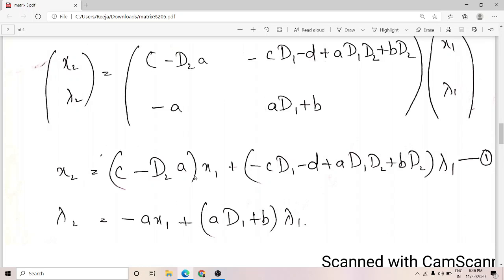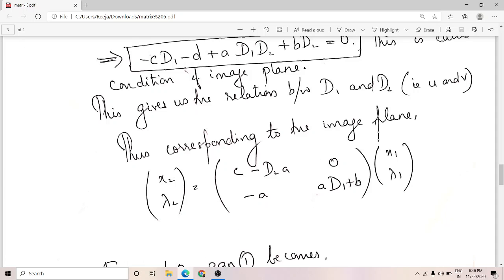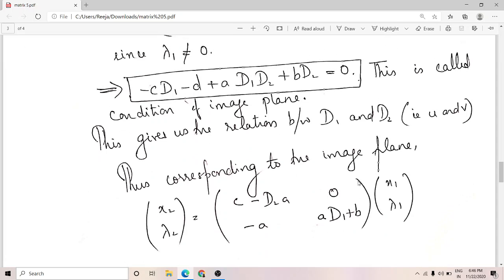Now I considered a special case: if my object is a point object, then x1 is equal to 0. So the first term vanishes. If the object is a point object, the image must also be a point, so x2 must be 0. x2 is 0 only if either of these terms is 0. So lambda 1 can't be 0, so the term in the bracket is 0. This is called the condition of the image plane. We must always apply the condition of the image plane in order to get a valid position of the image plane.